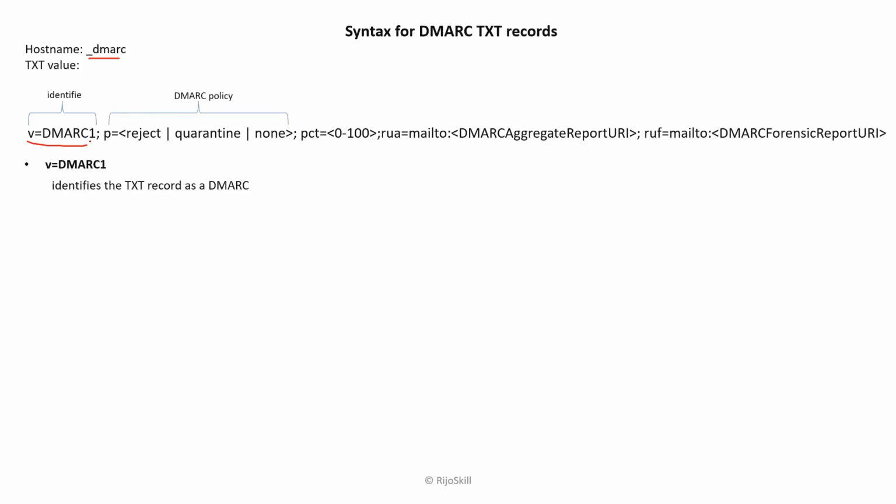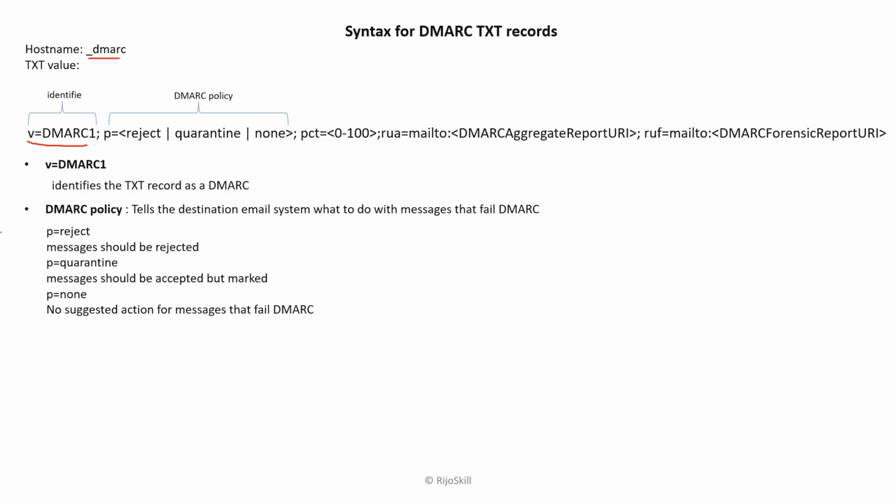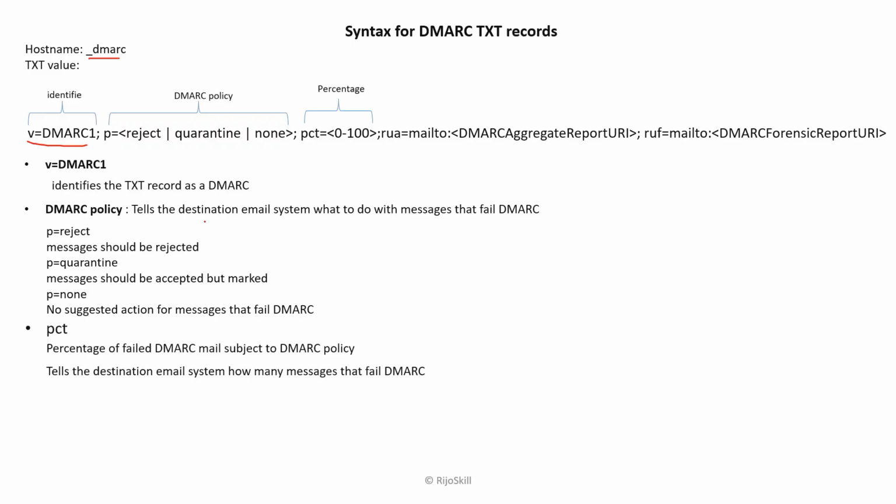So here is another tag, the DMARC policy. You mention the policy for what DMARC should do if your SPF and DKIM fail. The DMARC policy tells the destination email system what to do with a message that fails DMARC. p=none means accept the message that fails DMARC. p=quarantine means the message should be accepted but marked. p=reject means the message should be rejected.